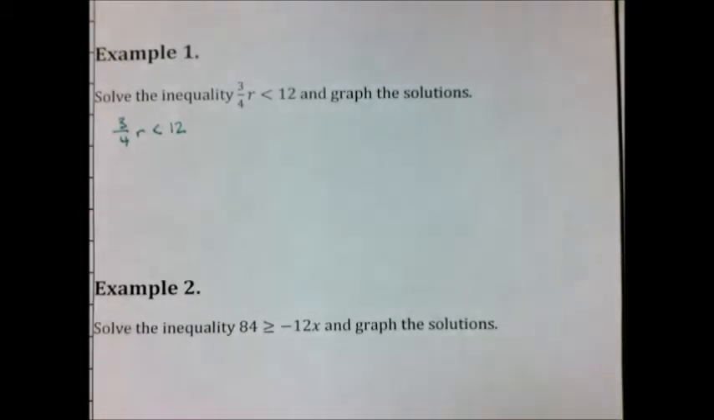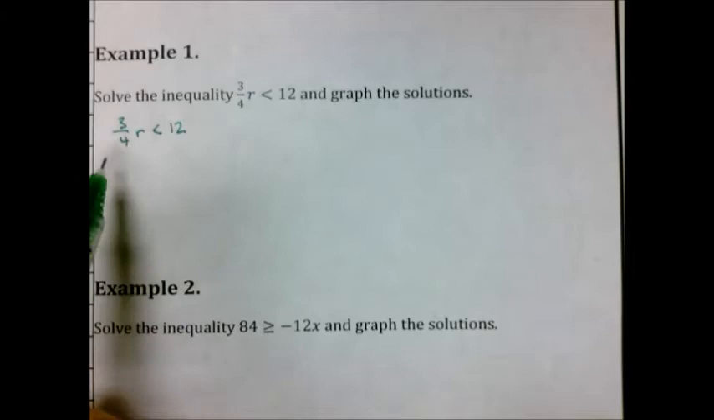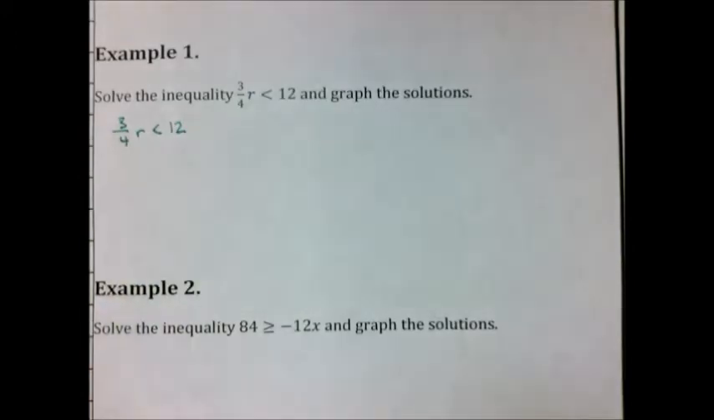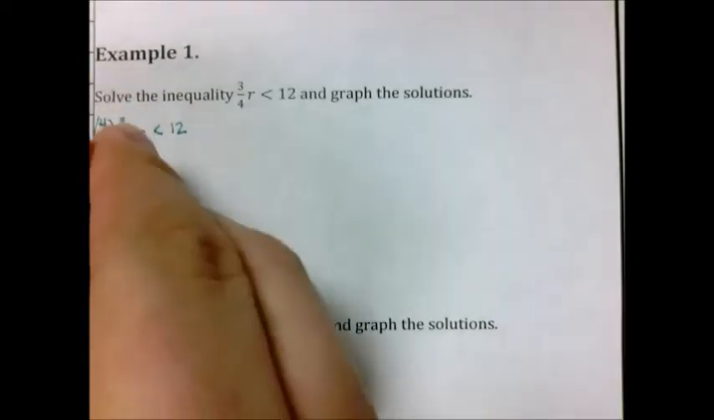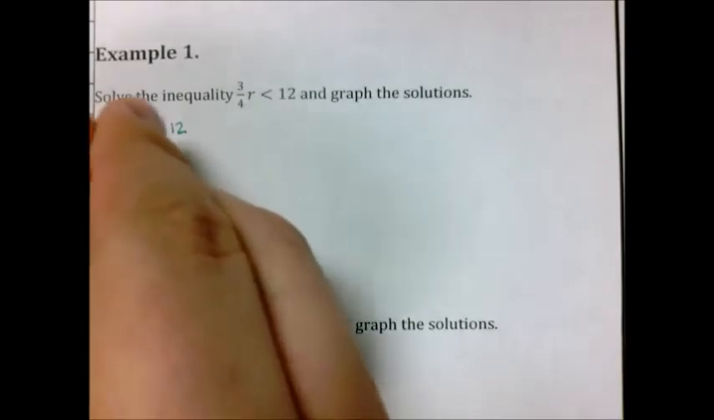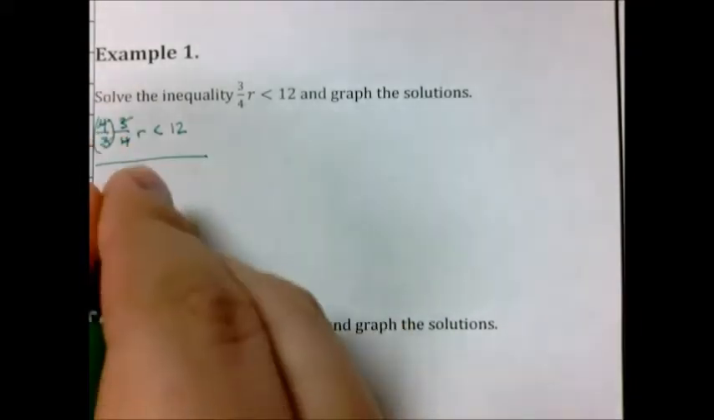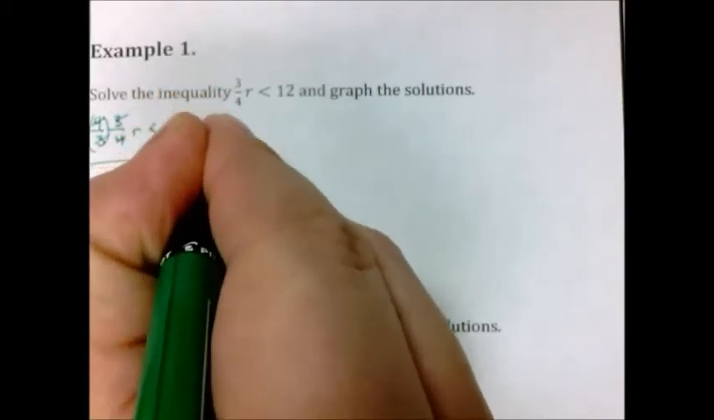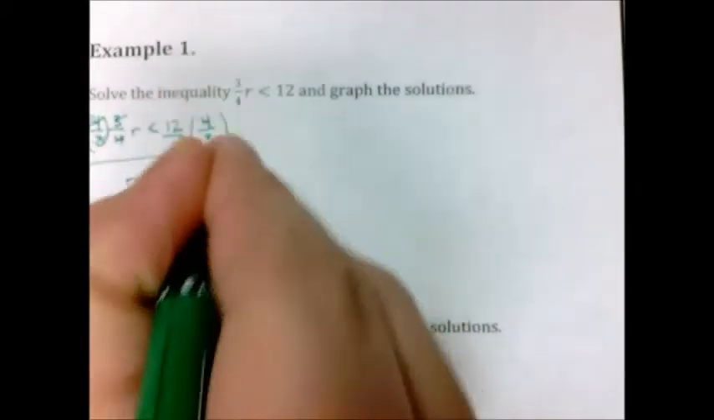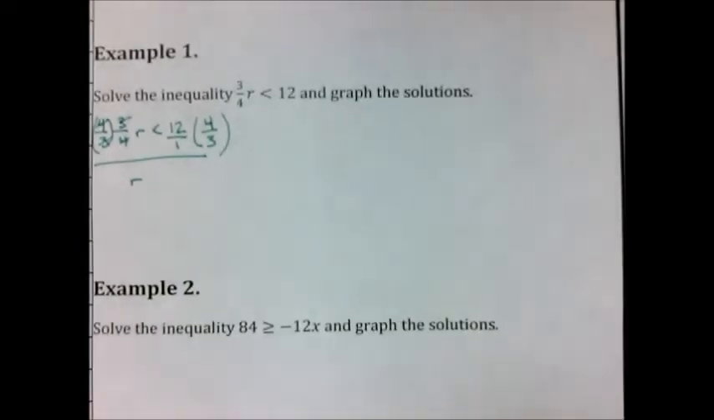So the very first thing that we need to do here is we need to get rid of this fraction 3/4. And anytime you want to get rid of a fraction of any kind, you just multiply it by the reciprocal, okay? So we're going to multiply it by 4/3. Because if we do that, those are going to cancel out, and we're going to be left with just r, okay? And remember that very important second step says that whatever we do to one side, we've got to also do to the other.